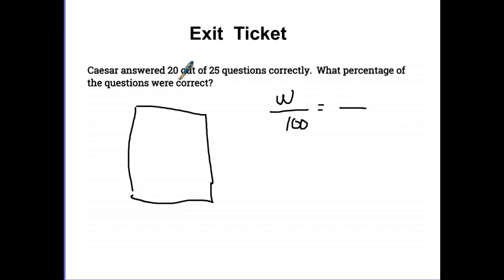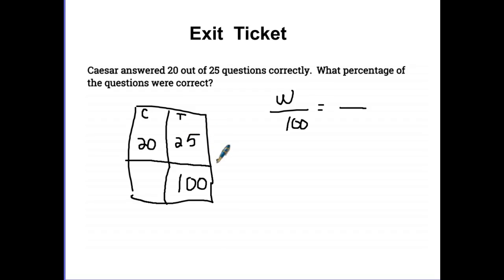Okay, so let's check and see how you did. I have 20 out of 25 questions answered correctly. So this is going to be correct answers, and these are going to be total questions. I have 20 correct answers. I have 25 total questions. I need my decimal fraction. I need this to be 100.